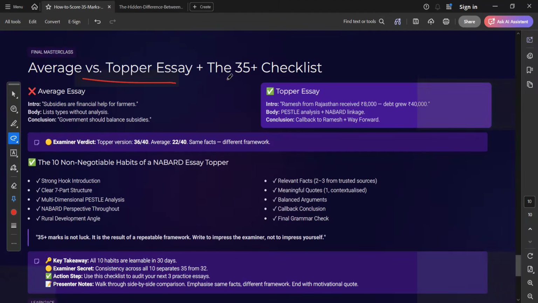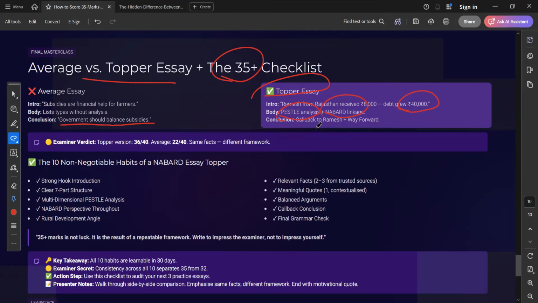So, average versus topper essay, the 35 plus checklist. The average essay has an introduction that is a very generic definition. Avoid this. They just list out the types: okay, this is the advantage, this is the advantage. And why is that an advantage? You have to analyze that. And the conclusion: government should balance subsidy. No, you have to make it interesting. So a topper would be like: Ramesh from Rajasthan received this, grew this, and debt grew by this. PESTEL based analysis, NABARD linkage, callback to Ramesh plus way forward.